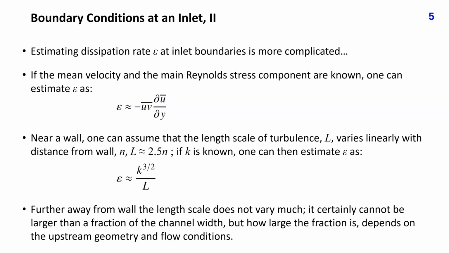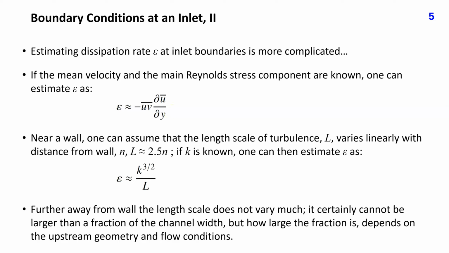Estimating dissipation rate epsilon at inlet boundaries is more complicated. If the mean velocity and the main Reynolds stress component are known, one can estimate epsilon as given by this expression. Unfortunately, in most cases, neither the Reynolds stress nor the mean velocity profile at inlet is known.